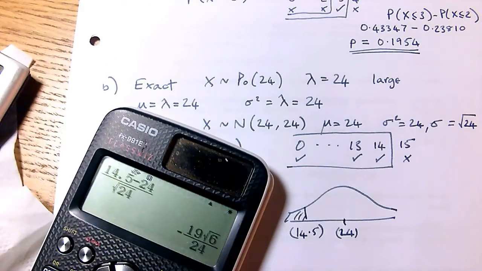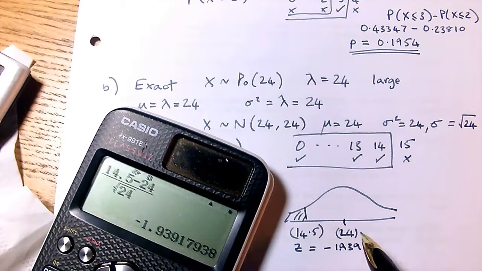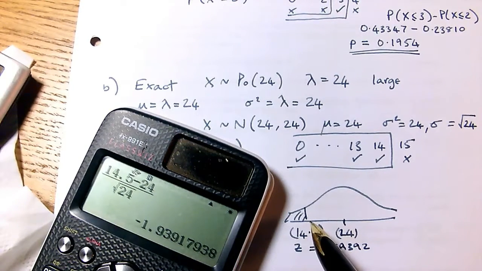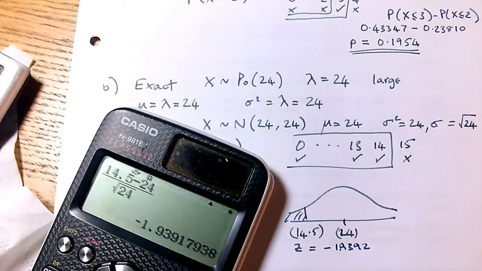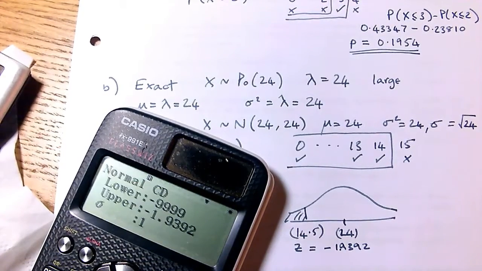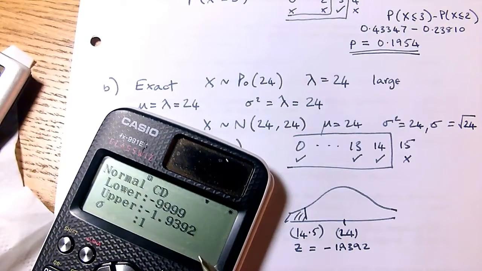There it goes. What's that z? That z is minus 1.9392. That looks right from my diagram, it's negative. So I've got my correct z here, and that needs to be the upper bound. Lower is going to be minus 9999. So here I've set that up with the lower and the upper.